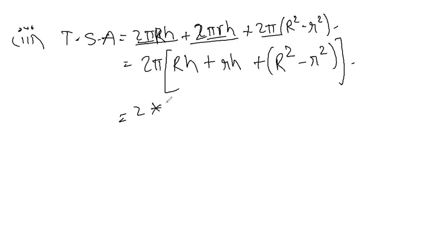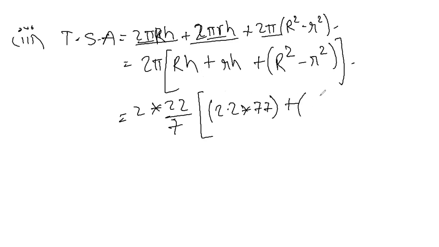So 2 into 22 by 7, just copy along. So capital R's value is 2.2 into height, that is 77 centimeters. Fortunately, in this question, all the units are same, so no need to convert them. Just a note. Plus rh, rh is 2 into 77 centimeters. Plus capital R square. Capital R square is, you'll take the curly bracket.